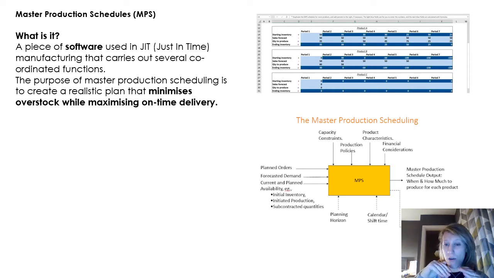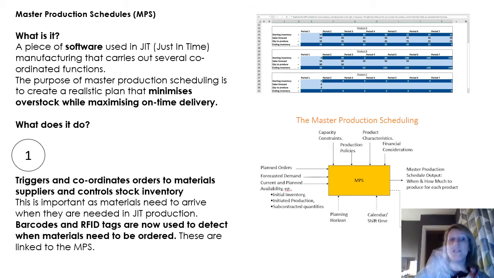So it keeps an eye on how many are ordered, how much material you have, and the progress of the product through the manufacturing line. But also it maximizes on-time delivery. It's a piece of software that plans and controls and coordinates all of these really complex things to make just-in-time production work. So what does it do? I've spoken about that already, but let's go through it again. These are the specific things that it does.